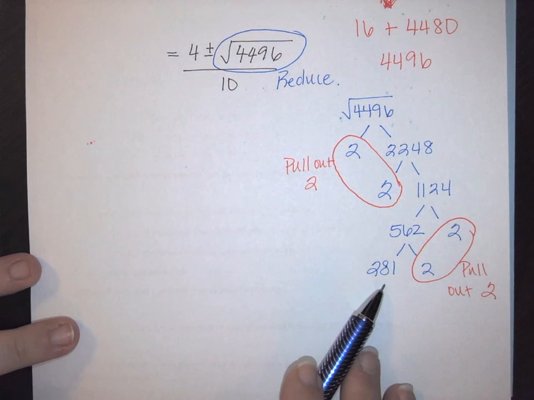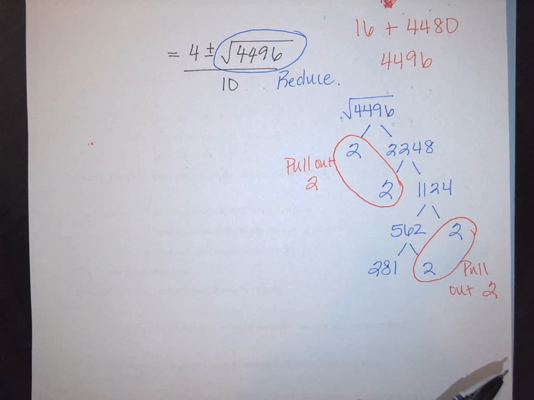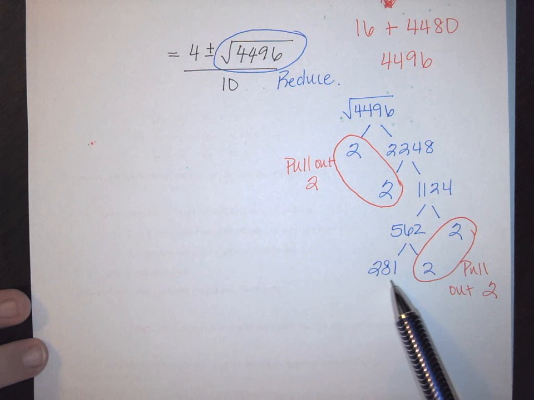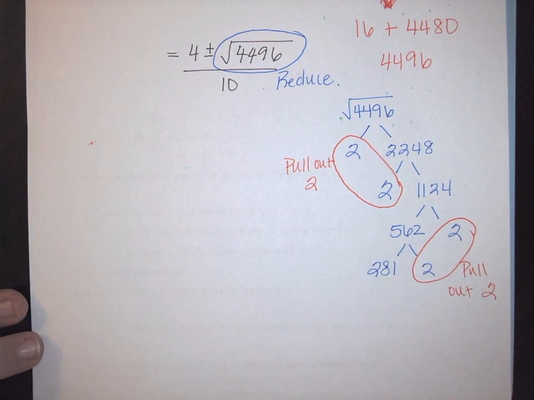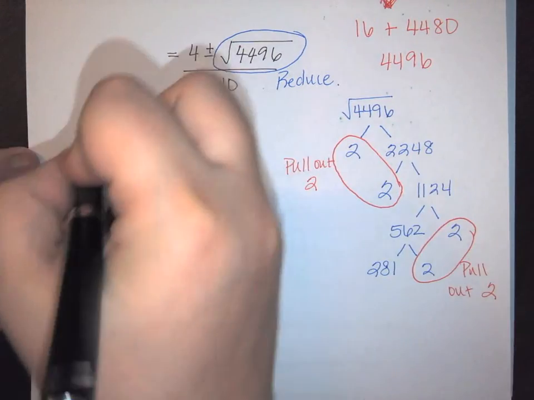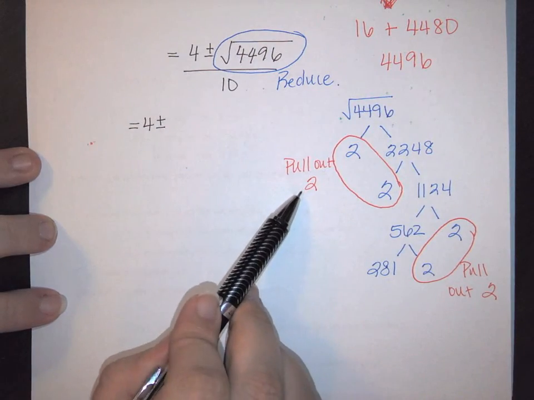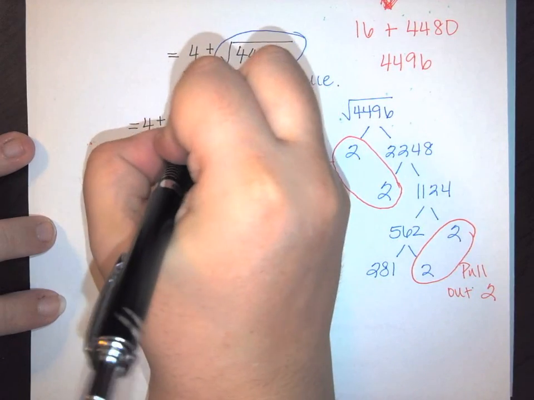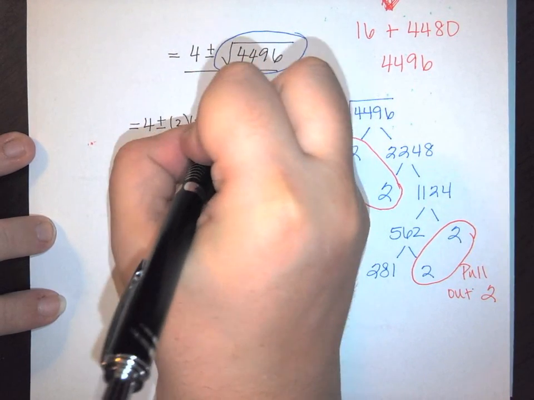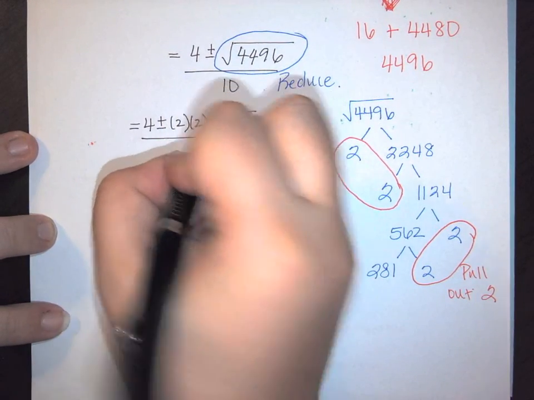Now when I look at 281, it's an odd number, so I can check, and when I divide by 2, I end up with 140.5. So I would be safe to assume that I have reduced down as far as I can go. I go back to my radical and see what I've done. I have 4 plus or minus. I am pulling out a 2, so I bring a 2 to the outside. I'm pulling out another one, I bring a 2 to the outside, and I'm left with the square root of 281. And I divide this by 10.